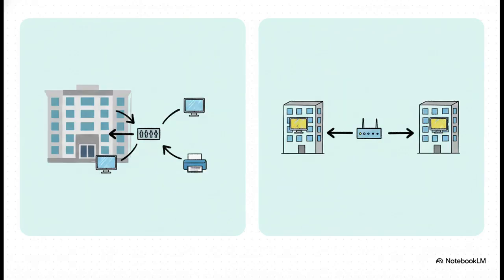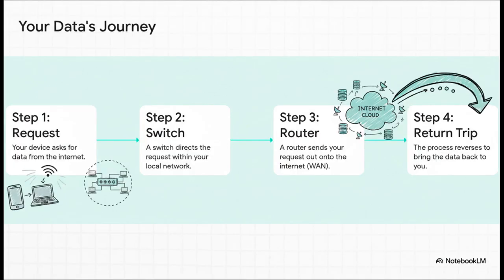And now for the traffic cops. A switch works inside your local network, your LAN. It's like a local mail sorter, making sure a file from your laptop gets to the printer down the hall. A router, though, is the big picture device. It's like the main city post office, directing traffic between different networks, sending your data from your home out onto the great big internet. So let's put this all together.